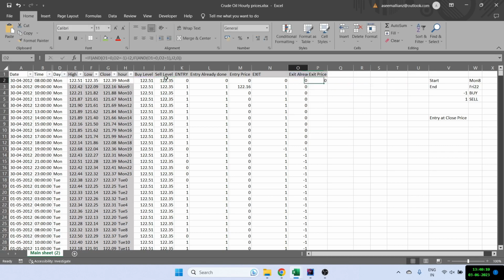So this is the same thing that we did here for entry price. The only difference is that here we were taking the entry at the closing, but in exit we are taking the exits at the buying and the selling levels. So let's just double click it.